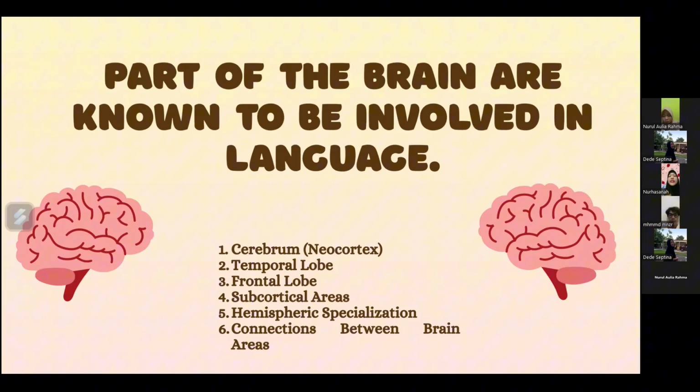Next is the subcortical area, the brain's communication system. These are deeper parts of the brain that help connect different language areas. They allow us to quickly understand and respond in conversation. Okay, I will give you an example for this again. When someone asks, "How are you?" you don't have to think too hard before answering, "I'm fine, thanks." This is because the subcortical areas help your brain process the question and respond.